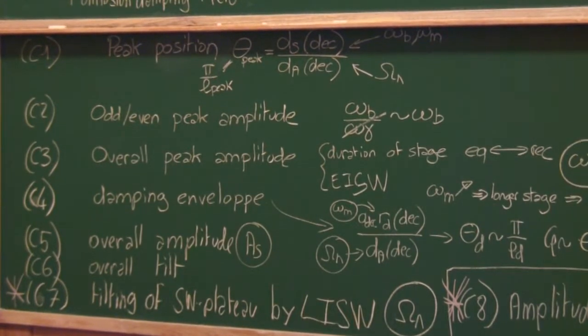However, there is also effect C7, the tilting in the plateau due to the late integrated Sachs-Wolfe. And as I was telling you, this is difficult to see. But still, if you go to extreme values of omega lambda, this will be so sharp here that it will be excluded by the data.